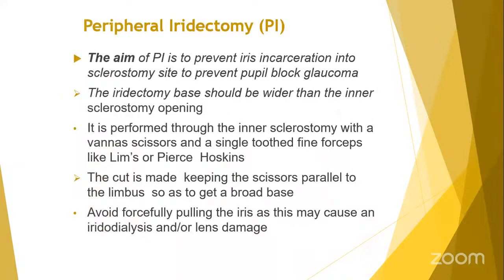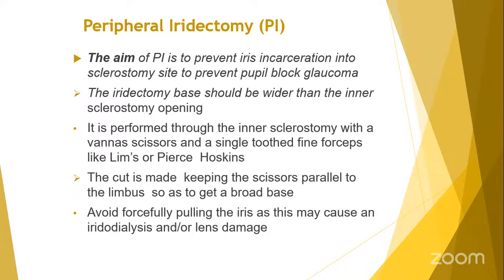The next stage is to do your peripheral iridectomy. Of course, the aim of the peripheral iridectomy is to prevent iris incarceration into the sclerostomy. The iridectomy base should be wider than your inner sclerostomy opening, okay? And when you are pulling your iris to do your PI, you will not be forceful. You pick it up with a single-toothed fine forceps like the Lims or Pierce Hoskins.